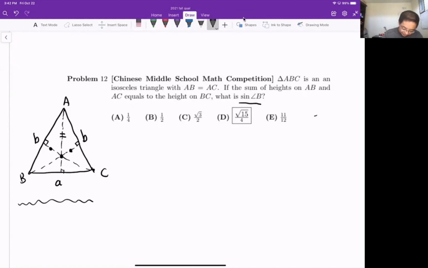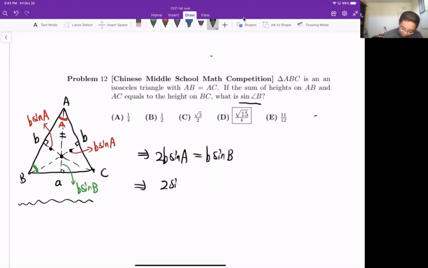Okay, let's do it. First of all, let's use this height. If I use the angle A here, this is the angle A, and then this height is just b times sine A. And this one is the same, also b times sine A, since AB and AC are the same, so I use the same notation b. And if this is angle B, then this height will be b times sine B. Then the relation says b sine A twice, 2b sine A, equals b sine B, and we cancel b on both sides. We get the equation 2 sine A equals sine B, right?